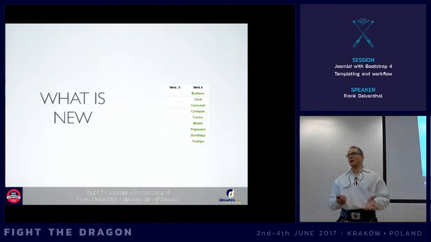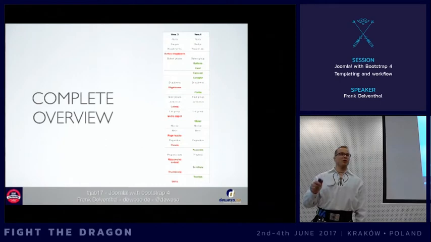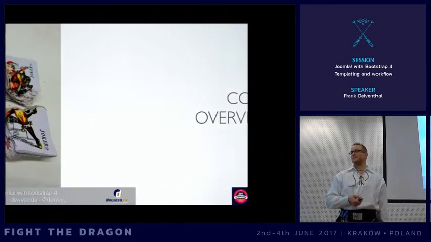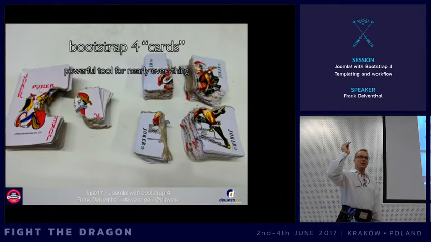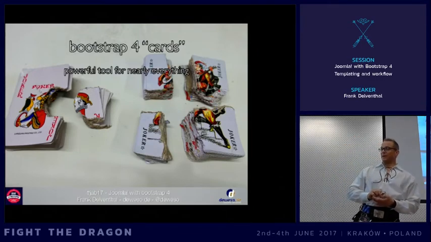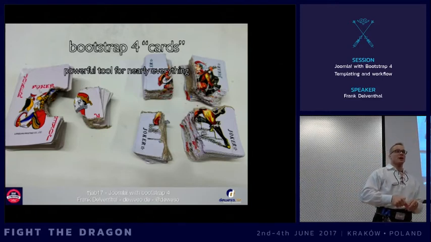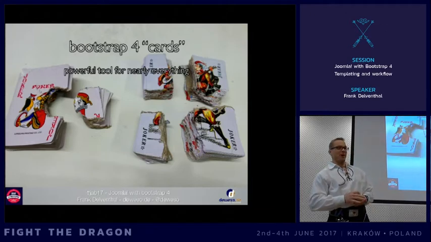So what's new? Buttons, and which is very big, is cards, which will be coming on later too. So here you got the whole thing. You see some red, some green, a lot of gray. Gray stays the same, so no really big news there. So Bootstrap 4 cards. Cards can be used for nearly everything. It's kind of the layout joker. It's a way to organize stuff. So basically everything they dropped, they put into cards.